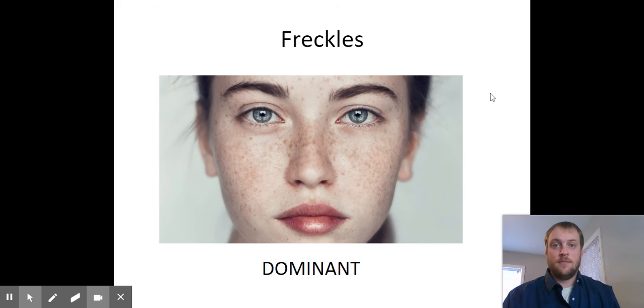Freckles are dominant. I myself do not have freckles, at least not all year round. So I would be considered to have the recessive version of this trait. If you have freckles, like this picture here, then that is dominant.